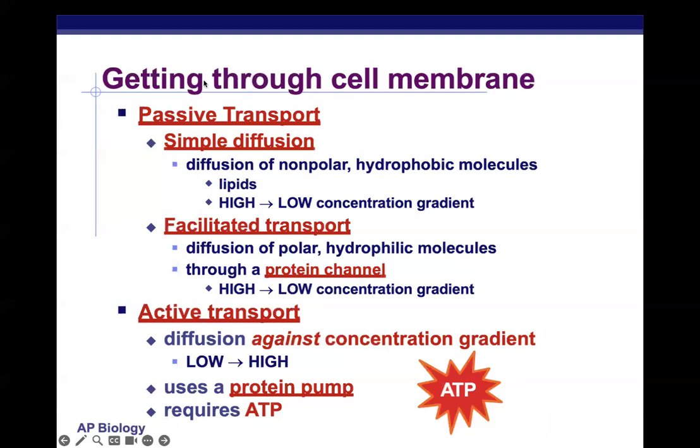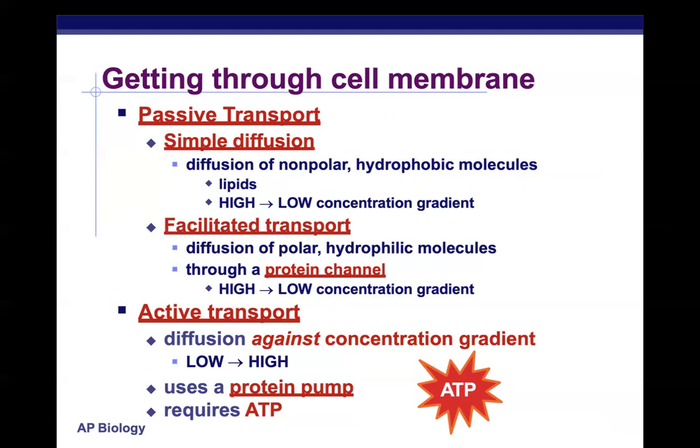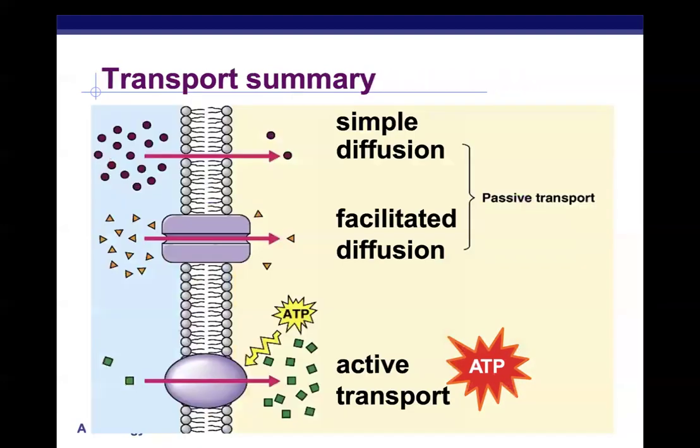So in general, there's two forms of transport, passive and active. Passive consists of simple diffusion and facilitated diffusion. The main difference between those two is whether a protein channel is needed or not. And active transport requires energy and moves substances from low to high concentrations instead of from high to low concentrations. So here's a picture that summarizes those three mechanisms and how we group them from active to passive transport.